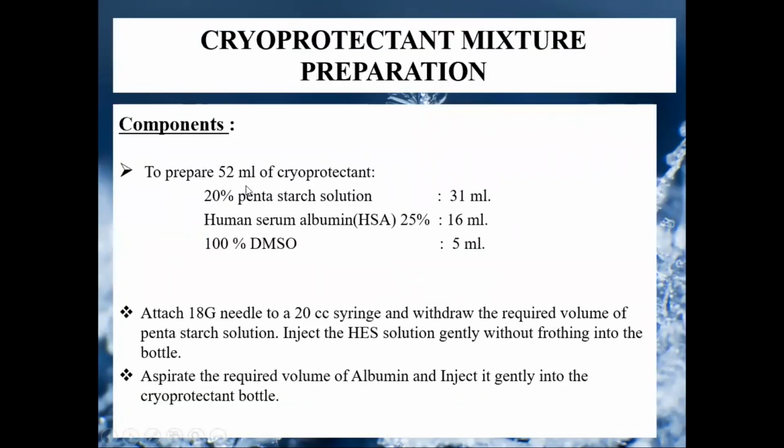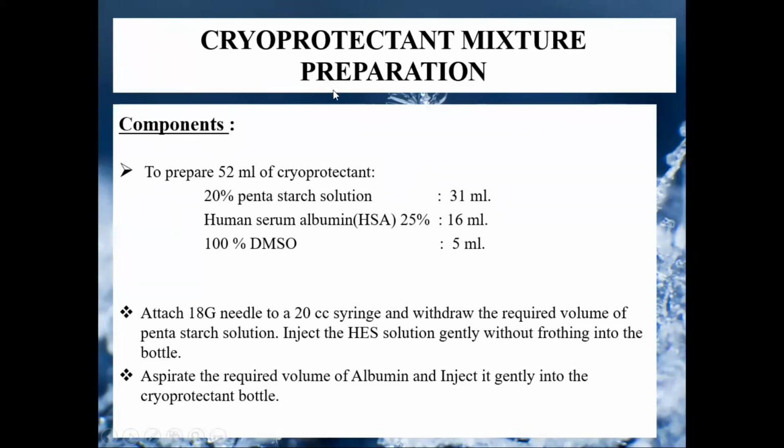Our institution follows this protocol to prepare 52 ml of cryoprotectant. The constituents, you can remember, I remember it with a short form mnemonic as FAD, FAD. That is 20% pentastarch, 31 ml. Human serum albumin 25%, 16 ml. 100% DMSO is 5 ml. What I said is the DMSO after dilution should be how much? 10% DMSO. So if you are preparing 52 ml of cryoprotectant, if you calculate 5 by 52 into 100, it will approximately lead to 9.6 to 10% DMSO final concentration.